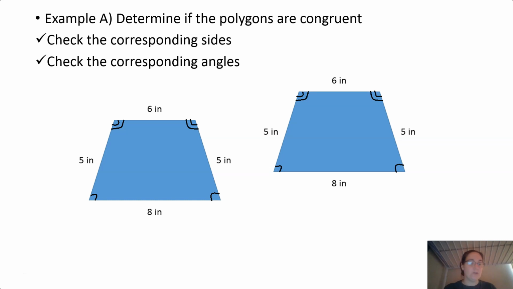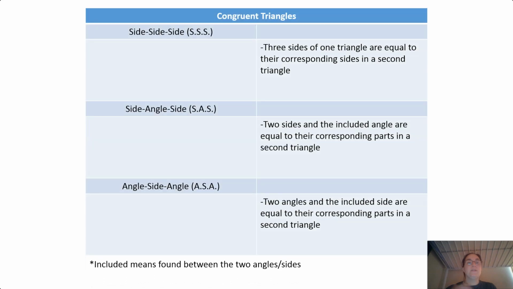So those are all equal as well, which means the polygons are congruent. For this, basically, you just need to be able to say everything equals each other when it asks you about polygons. Triangles, like I said, are a little bit different. So with triangles, we have this big chart.